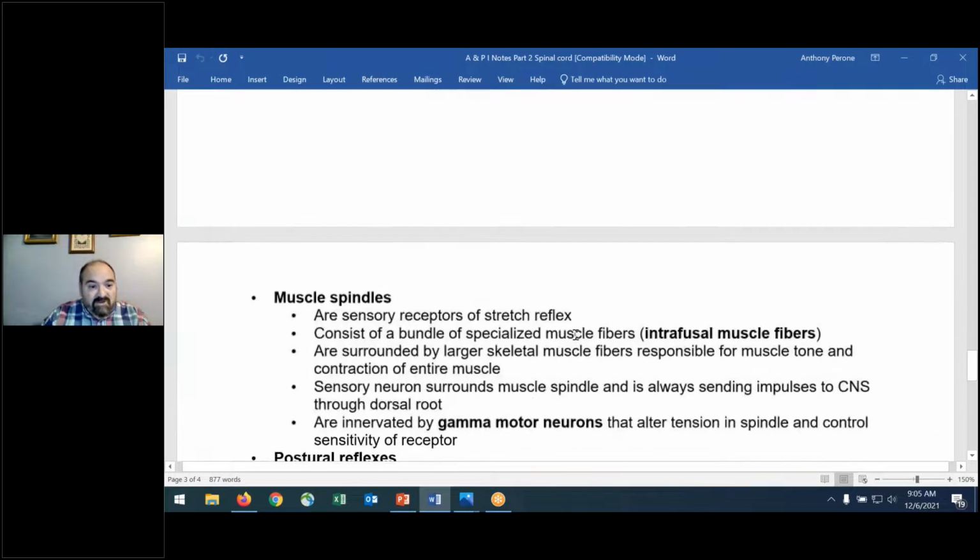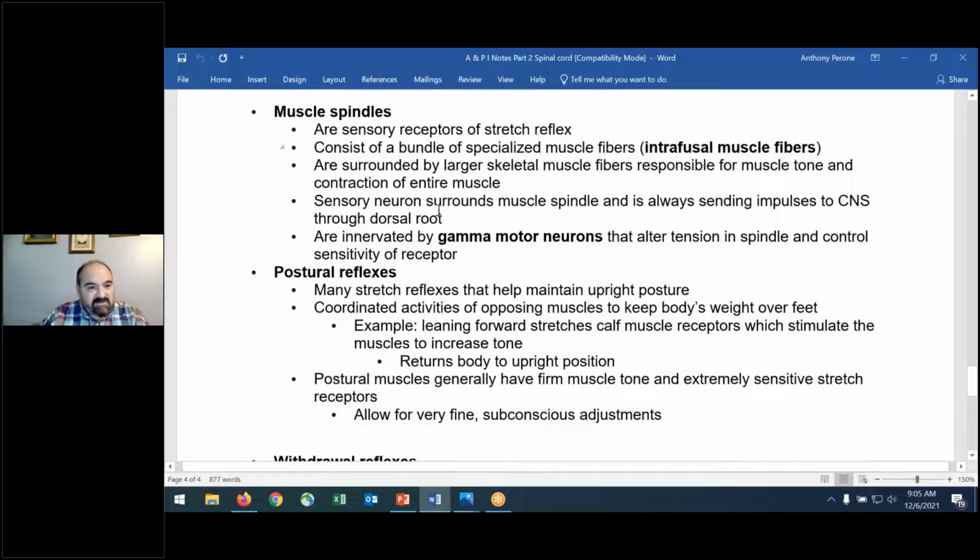Okay. And so you'll see here that I have the muscle spindles, the postural reflexes. So postural reflexes are very interesting, as this helps you to maintain an upright posture, again, because we talked about when we were looking at and discussing skeletal muscles, and discussing that if I'm going to pick up this pen, so I pick up this pen, not all of the muscle fibers are going to be activated because it's very light.